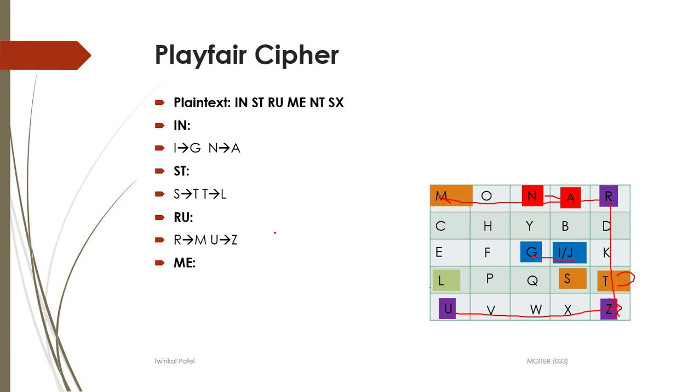Next we will see M and E. M and E both are in the same column. So replace each letter with its bottom letter. So M is replaced with C and E is replaced with L.